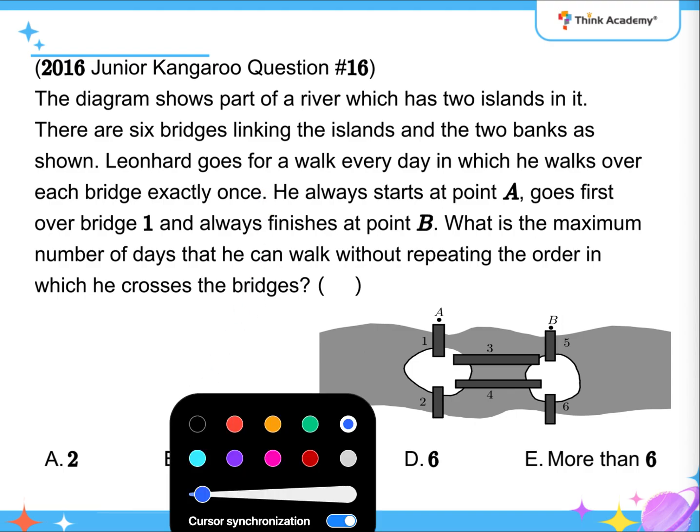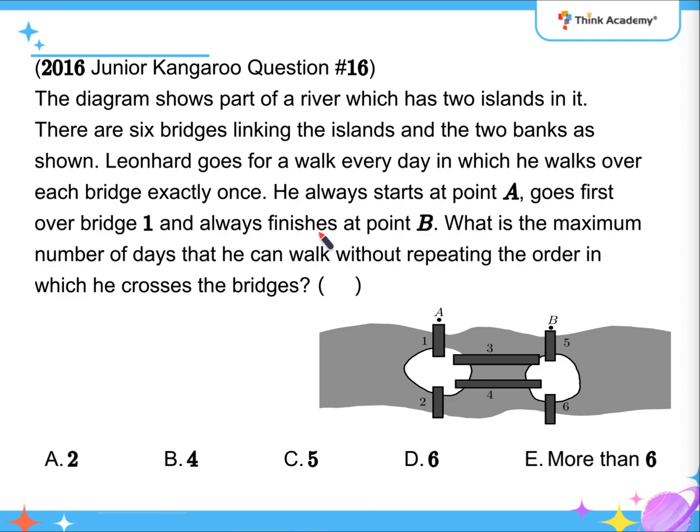For question number 16, there are 6 bridges linking the islands and the 2 banks, as shown. Leonard goes for a walk every day and walks over each bridge exactly once, starting from point A and ending at point B. So for the first and the last bridges, it was already fixed.